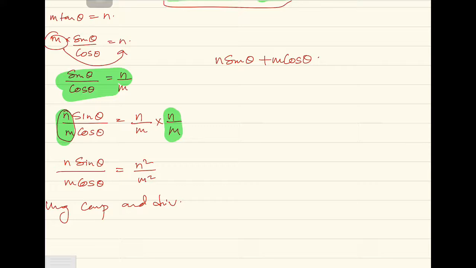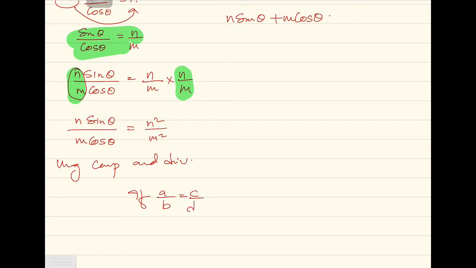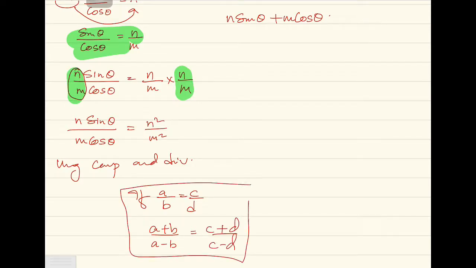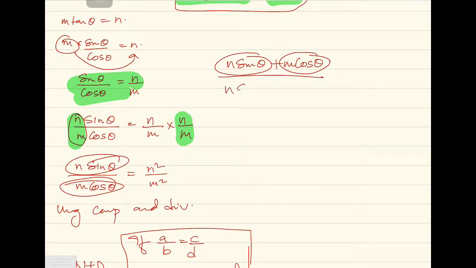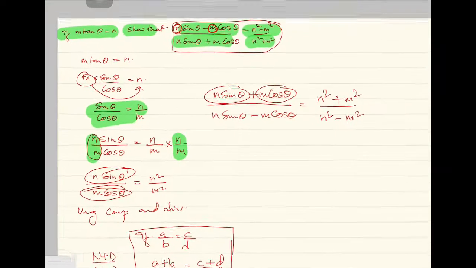What does it say? Componendo dividendo says if a by b equals to c by d, then you can write a plus b by a minus b equals to c plus d by c minus d. Just in case you forgot, this is componendo and dividendo. That means numerator plus denominator, numerator minus denominator, both sides. So that's what I have done here. The numerator is this and the denominator is this. So numerator plus denominator, and below numerator minus denominator cos theta, and that side I'll get numerator plus denominator and numerator minus denominator. Correct?